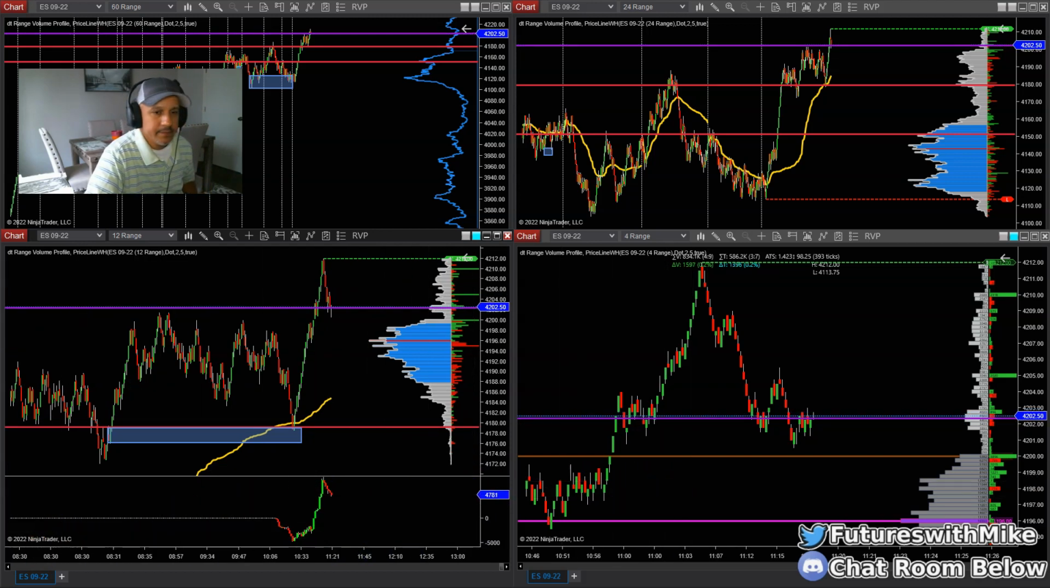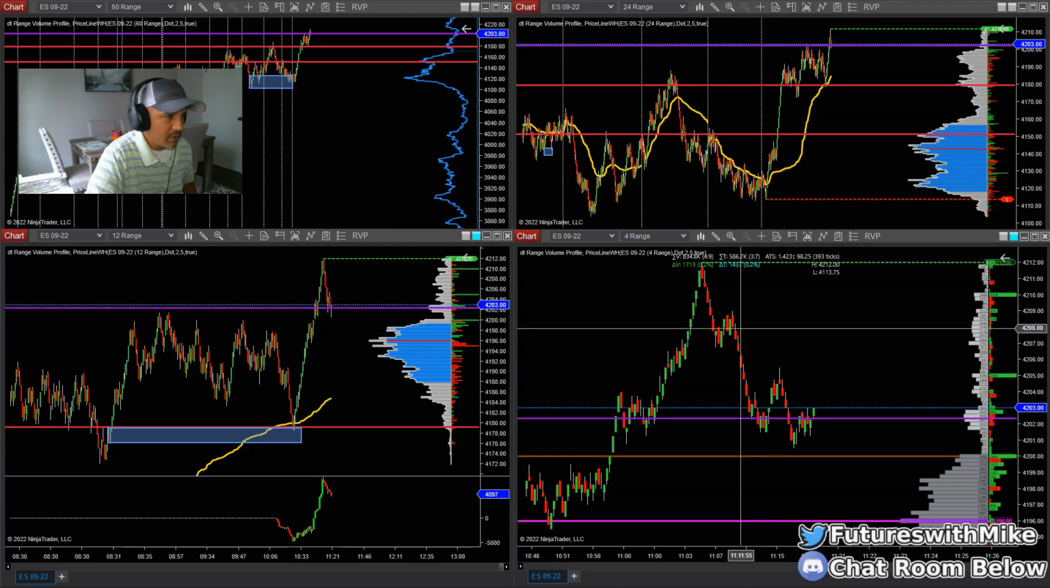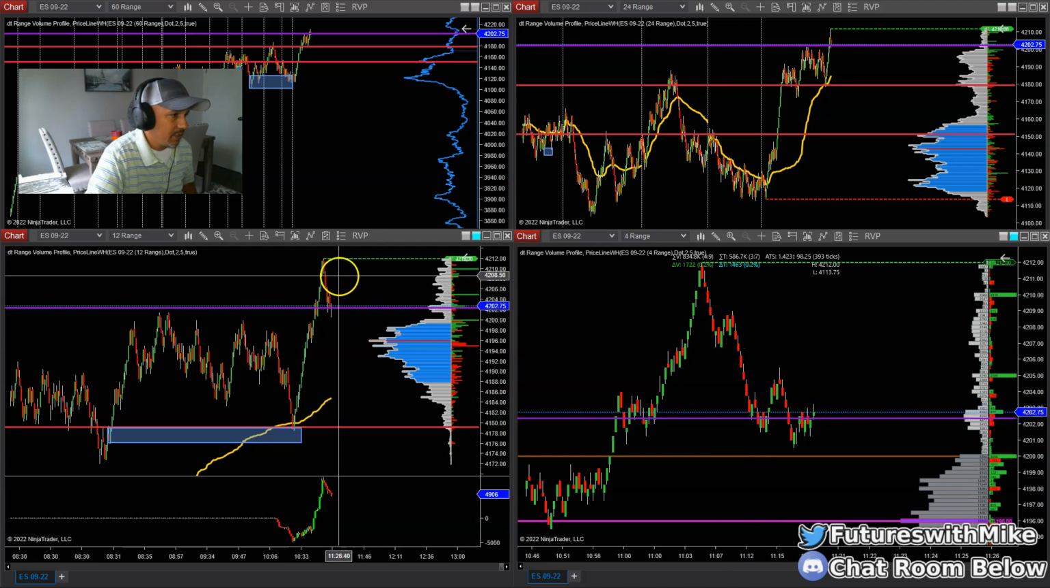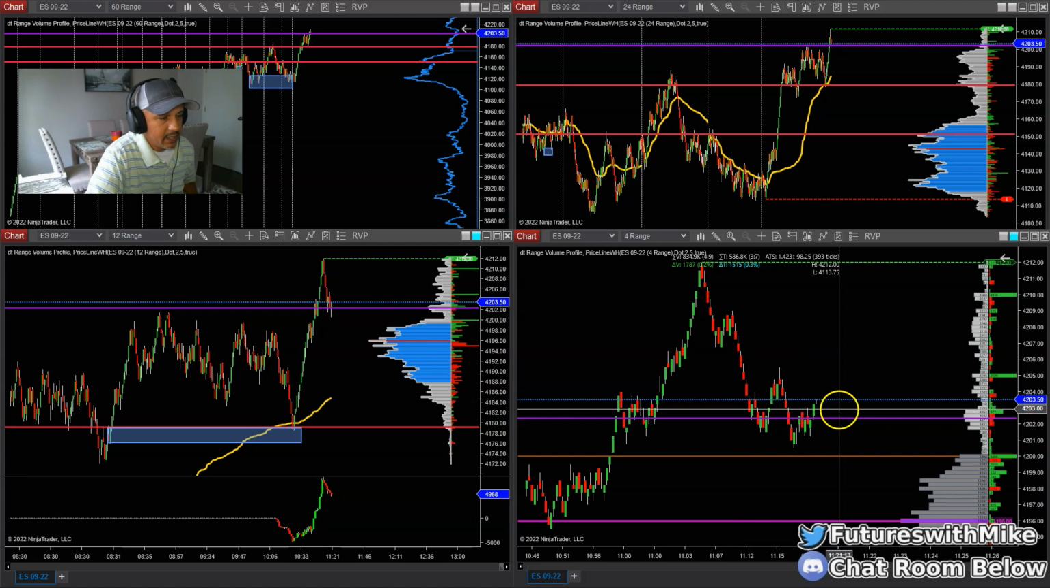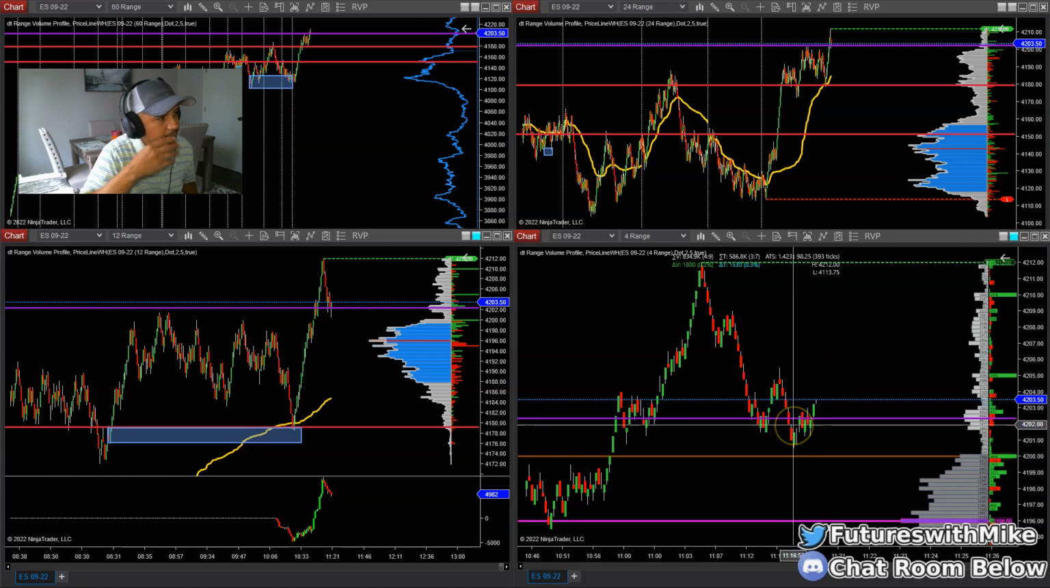Wait patiently. Price breaks this area here, pulls back. Maybe I'll take it and run it back up to this area right here at 4208, and it could possibly push higher up to 4208. Yeah, we'll see what happens here. I'm not saying it's going to break it though, but it looks like it's trying to, so we'll see.